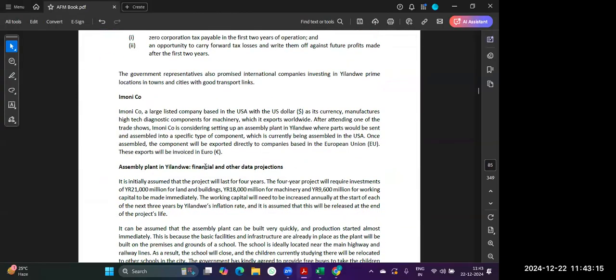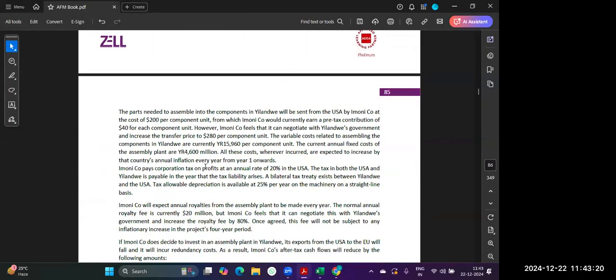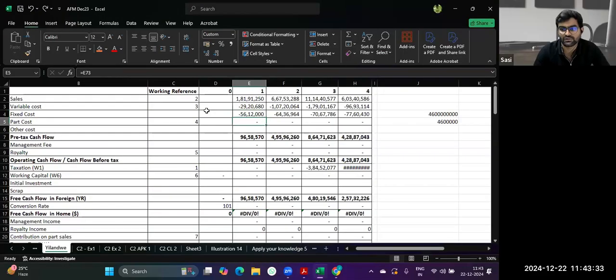Railway company, Imoni company, assembly of the plants, the current selling price, sales component units, the first parts. First para, sixth line: 4,600 million. So, 4,600.